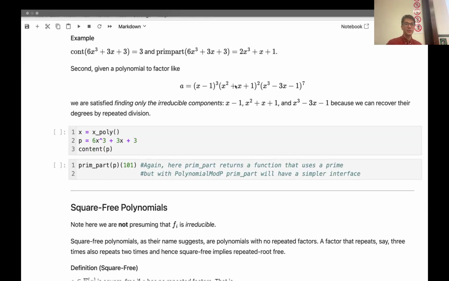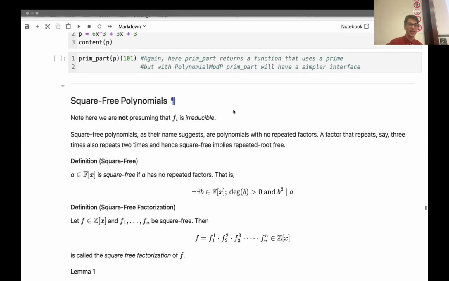Second, given a polynomial to factor like this one, we're satisfied finding only the irreducible components without the degrees. Remember, I'm totally satisfied factoring 12 into 2 times 3. In the same way, we're actually going to factor by just finding the irreducible components, and then we'll just do trial division to recover the degrees. That's simple. So that's the more simplified problem that we're going to be working with. We're going to be factoring monic primitive polynomials into irreducible components that don't repeat, right? And then we'll recover the degrees back later.